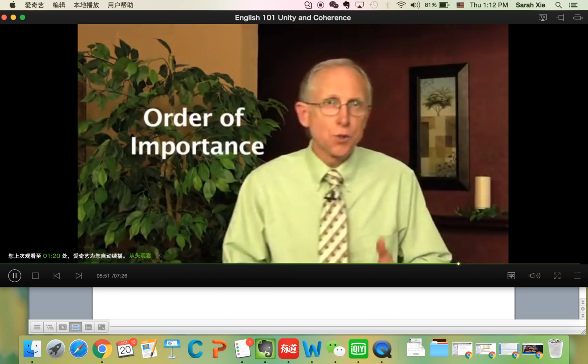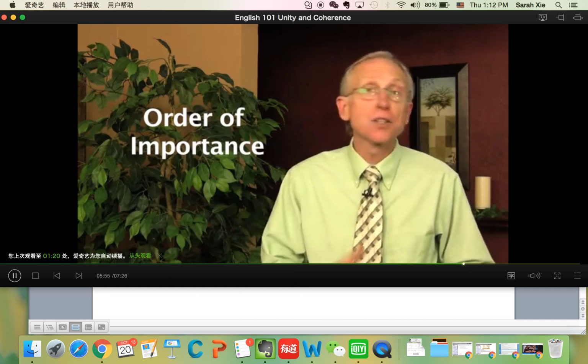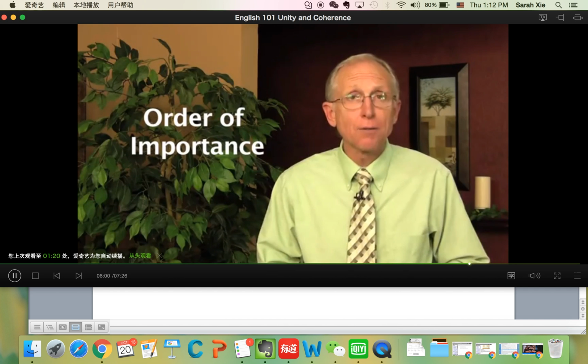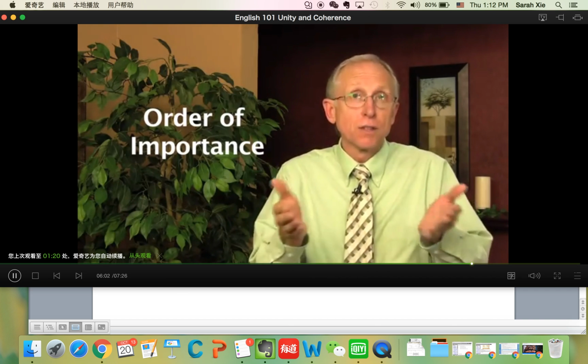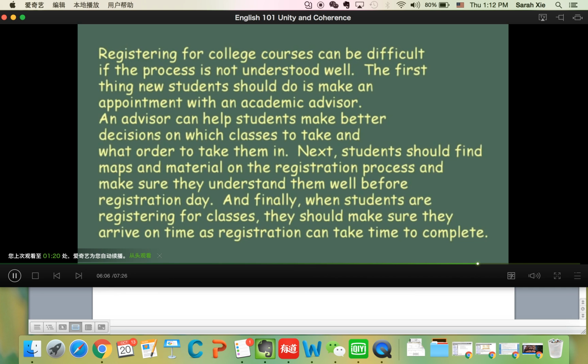And if the writer uses order of importance, then the writer uses words that establish a sequence such as first thing, next, or finally. Listen as I read a paragraph where the writer uses order of importance to organize his paragraph. Registering for college courses can be difficult if the process is not understood well.